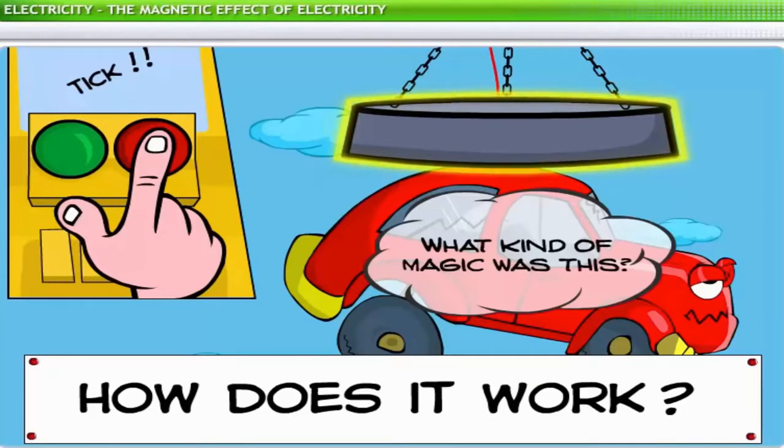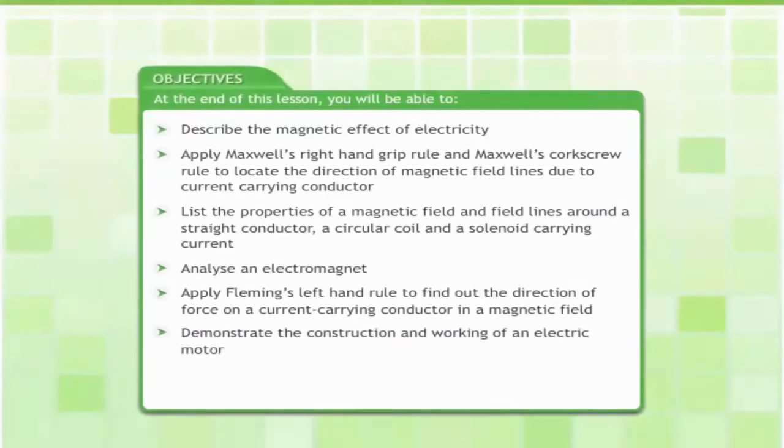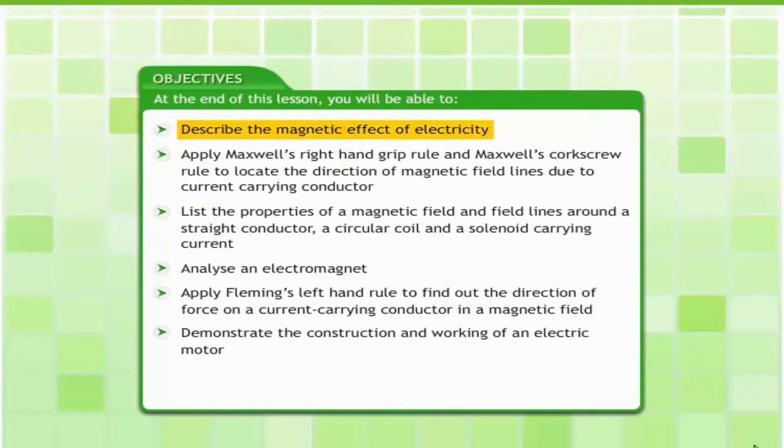Electricity is passed through a conductor, it displays a magnetic effect. This effect is responsible for the magic you just witnessed. In this lesson, you will learn about the magnetic effect of electricity. At the end of this lesson, you will be able to describe the magnetic effect of electricity.